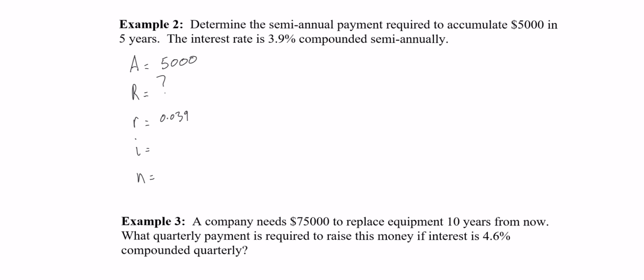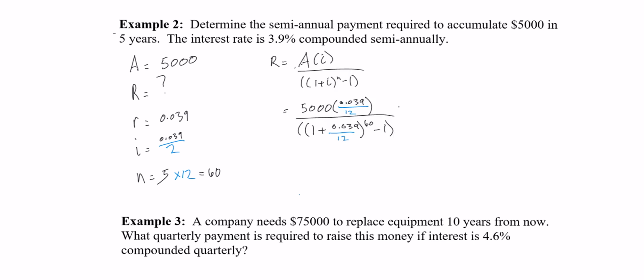I is this, because the interest rate is divided by 2 because it's semi-annual. And N is this, which is equal to 60. Start by writing your equation. And doing the appropriate substitution, we get the next line. And we get the following answer. And there is our final answer.